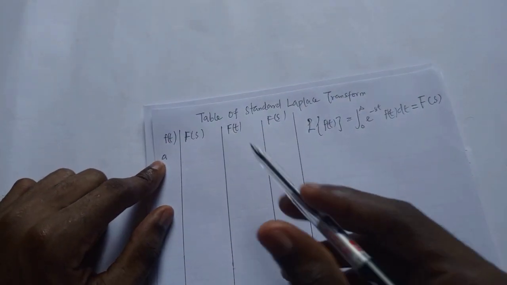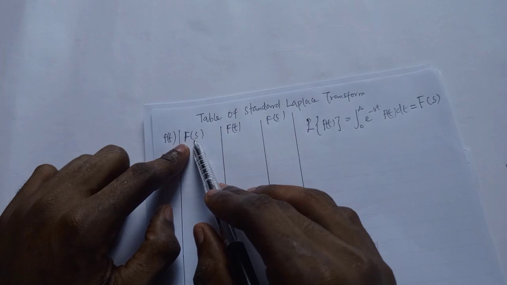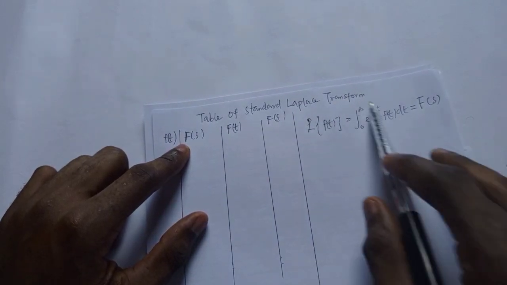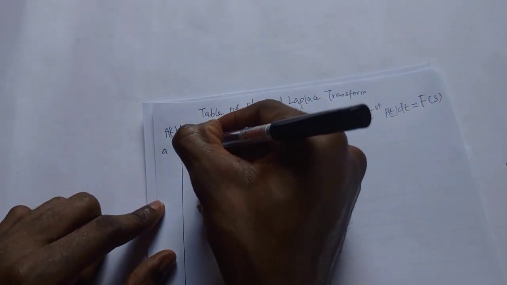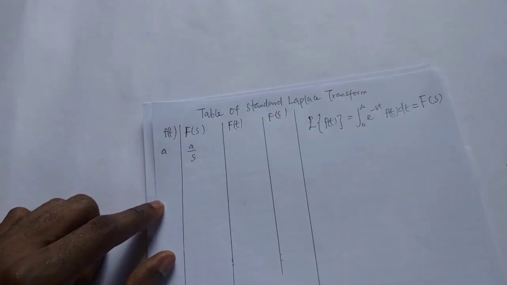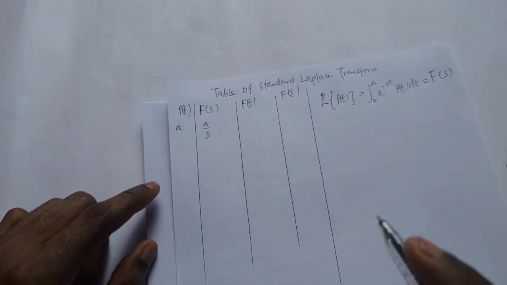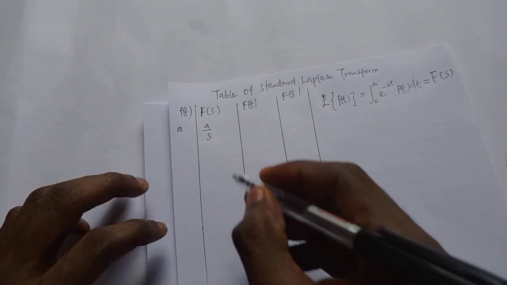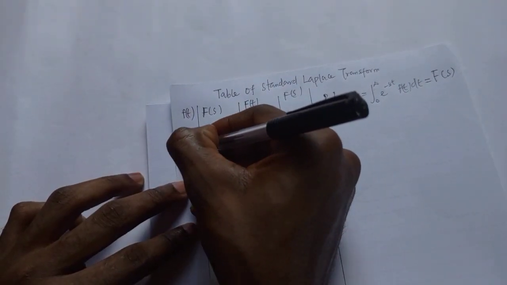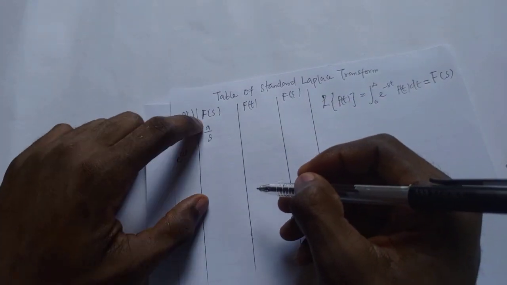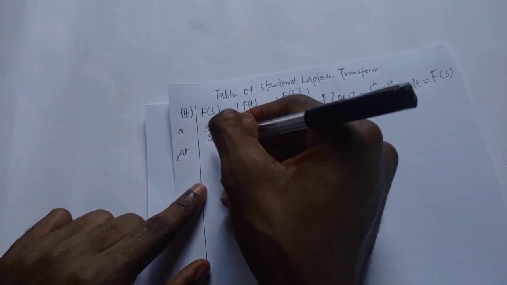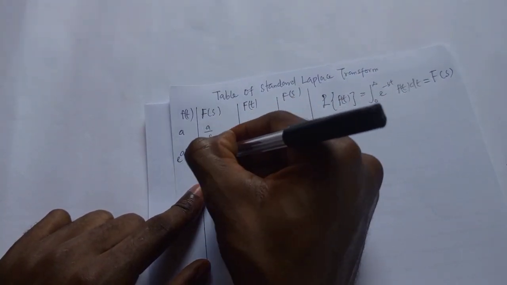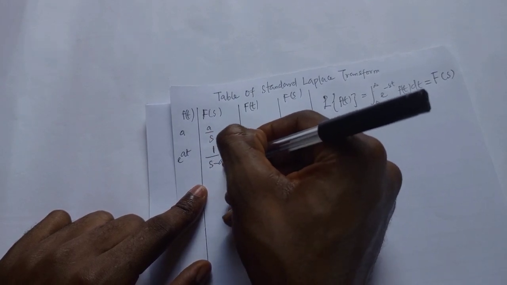So if a is f of t, what will be the f of s? Which means what will be the Laplace of the f of t? So we know that the value is a over s. Okay. The next one that we did was the Laplace of exponent of at. What's the value of the Laplace of exponent of at? We have that it's actually 1 divided by s minus a.